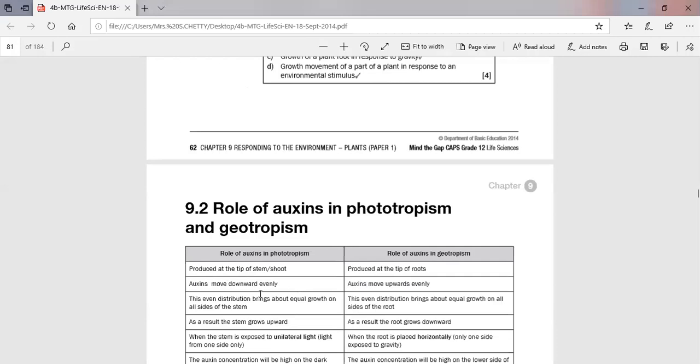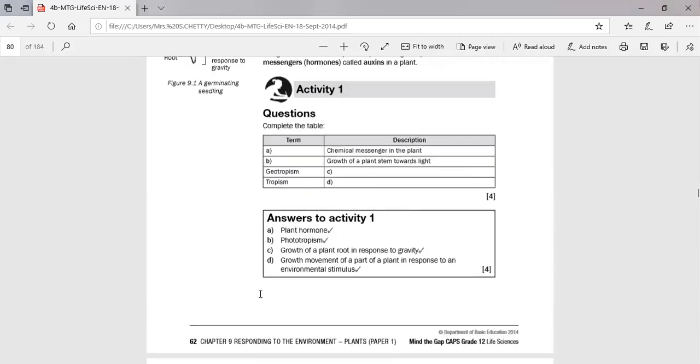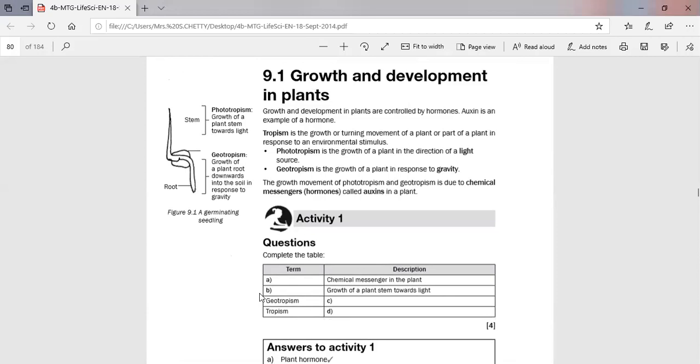Okay, and the normal reaction of any plant organ to light is called phototropism. The growth of a plant stem towards light would be positively phototropic. The growth away from light would be negatively phototropic. So tropism, papas, is the growth or a turning movement of a plant or a part of a plant in response to an external stimulus.